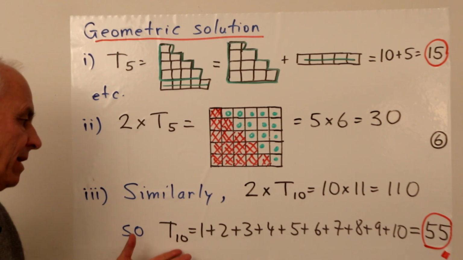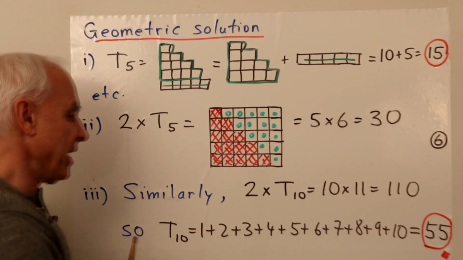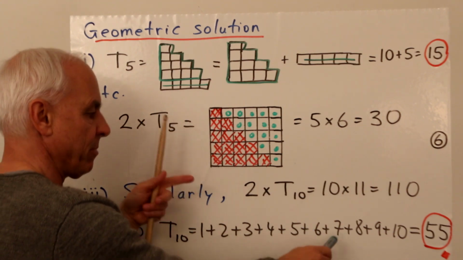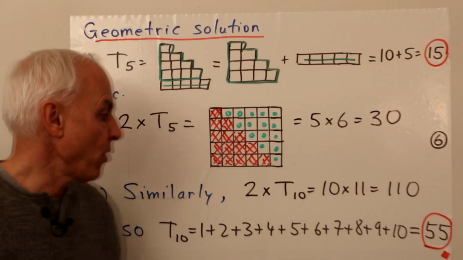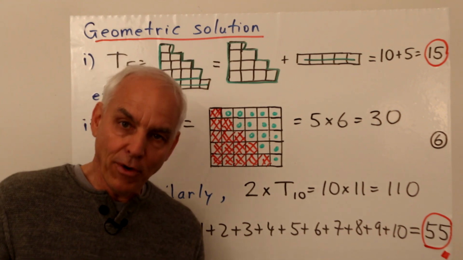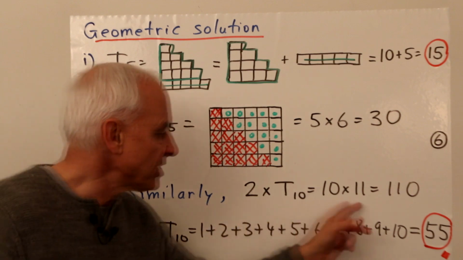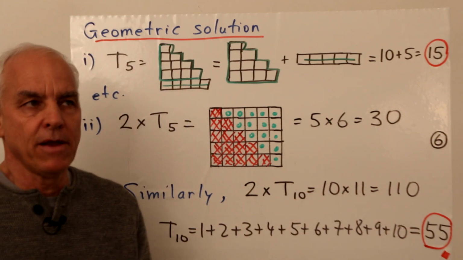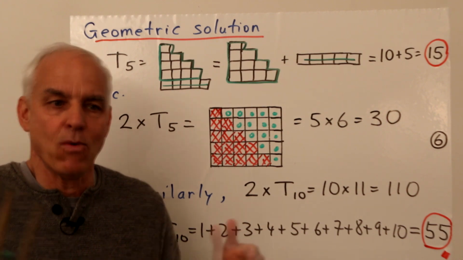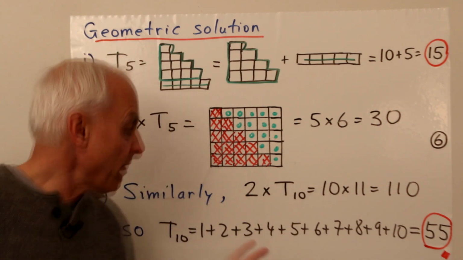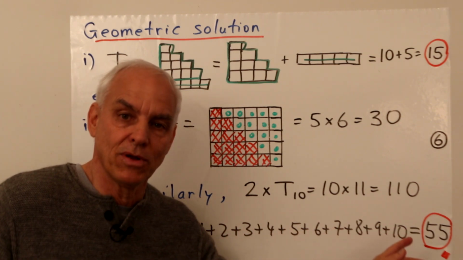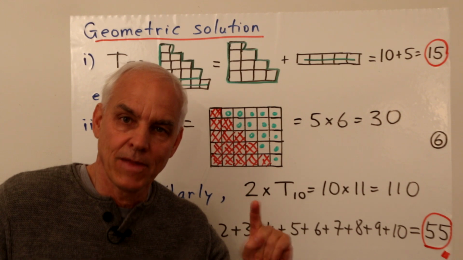So what is T10? T10 starts off by being the sum 1 plus 2 plus 3 plus 4 plus 5 plus 6 plus 7 plus 8 plus 9 plus 10. We're adding up all of those numbers. That's a fun thing to do. And we've now just seen with this geometrical argument that there's a simpler, alternate way of finding what this big sum is without actually having to go through and add up all the individual constituents. How do we do that?